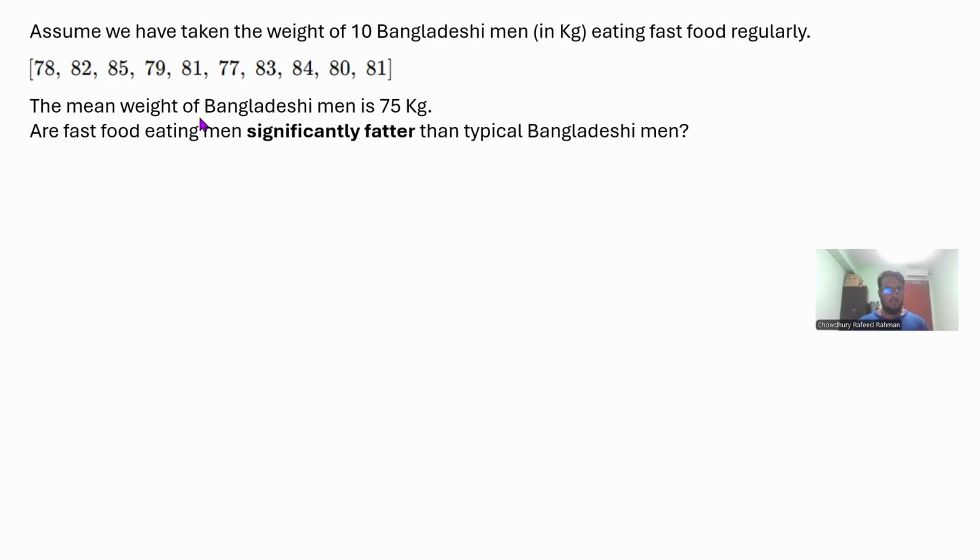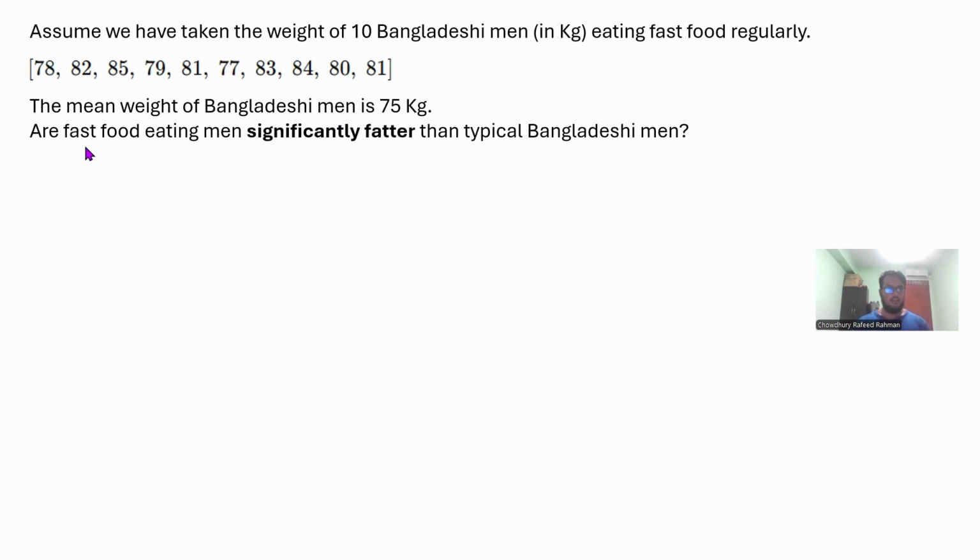And the mean weight of Bangladeshi men overall is 75 kilos. Maybe you got it from the Statistics Bureau office. You can contact them and ask what the mean weight of Bangladeshi men is this year, and they will give you some number. Now understand that the standard deviation is not given right here. I think that is clear to you.